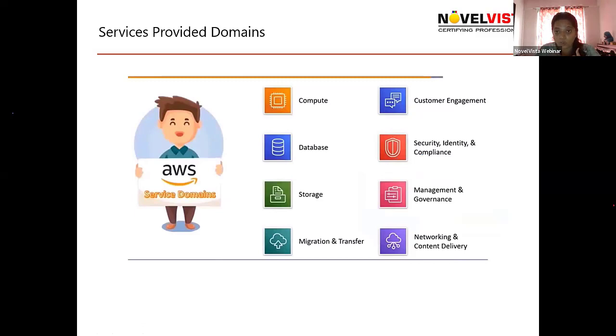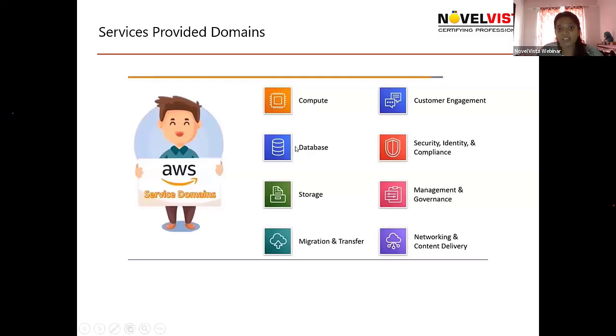There is the computing domain. Computing domain means where we need to compute something, like we need to compute configurations, such as hardware configurations and networking devices configuration. At that time, we can go with the computing services of AWS. Then if we need to store some data of our application, we need to deal with the database.